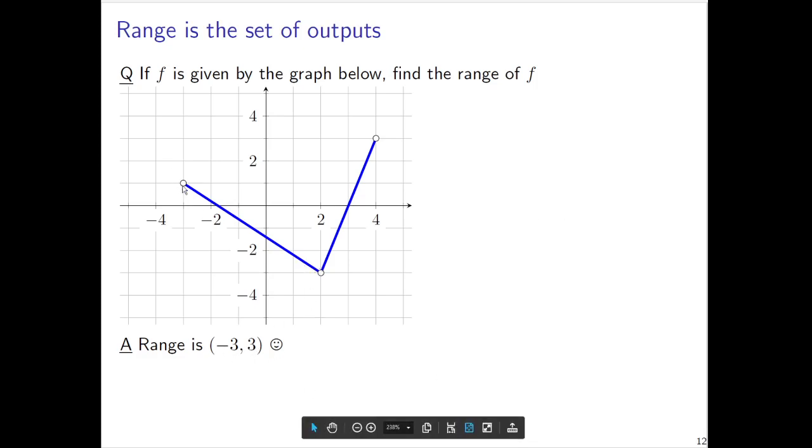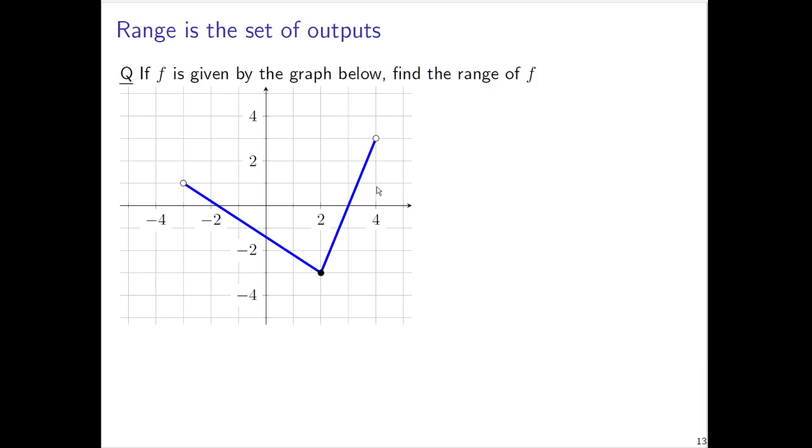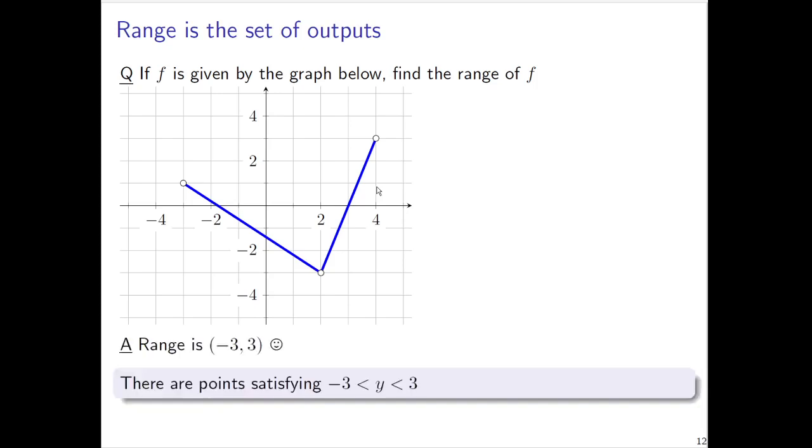A common question would be, what about this over here? Well, it doesn't matter. Even though over here it looks like the y value 1 ought to be excluded, there is a point right here in blue where the y-coordinate is 1. Okay, so we have points in the graph where the y value is any number that you want between -3 and +3, with the exception of -3 itself and +3 itself.